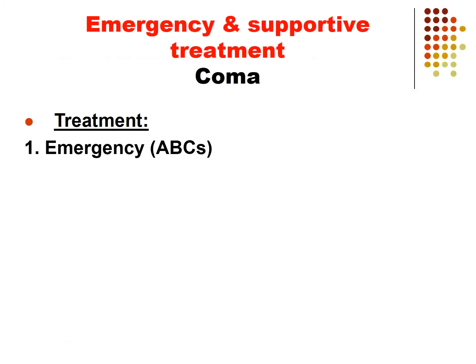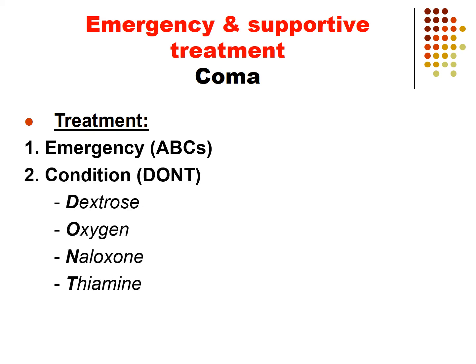To deal with a comatose person, first you have to recognize if there is any emergency regarding the airway, breathing, or circulation. Then you may administer a group of drugs. These are dextrose or glucose, oxygen, naloxone, and thiamine.